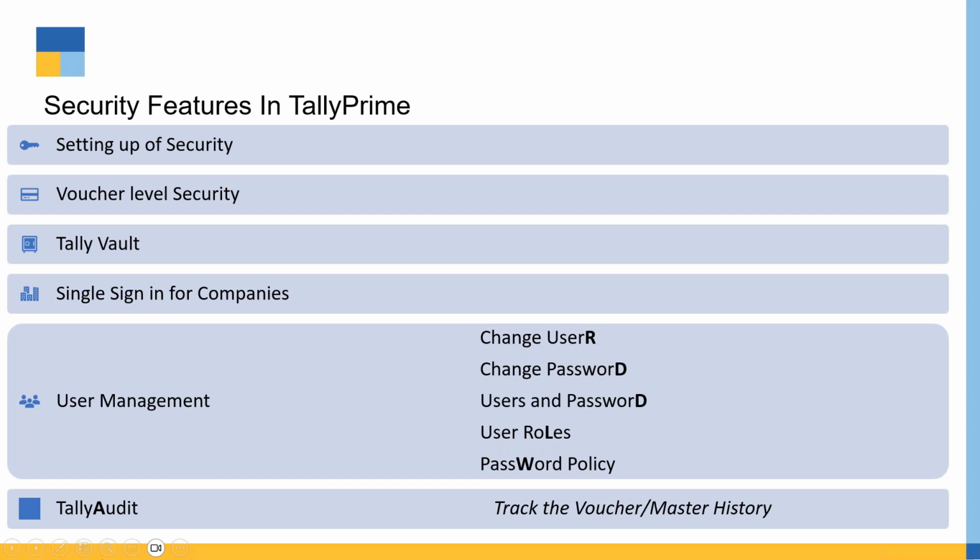We also have a security control like Tally Vault, which is an advanced level of security. It safeguards the data, and if you enable this security, it doesn't even display the name of the company. At that advanced level, no security information will be stored once Tally Vault is enabled.